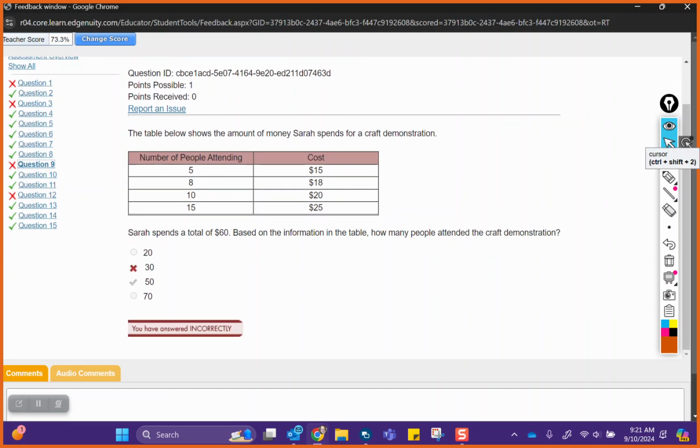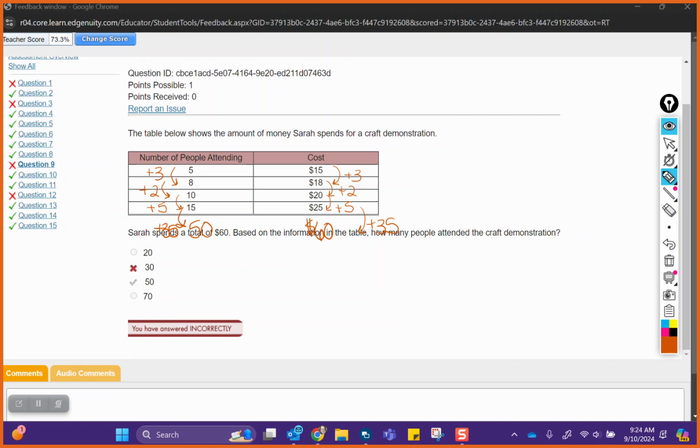Question 9, Sarah spends a total of $60 based on the information in the table. How many people attended the craft demonstration? So people attending, let's see, as more people attend, the cost goes down. Based on the information in the table, how many people attended the craft demonstration?